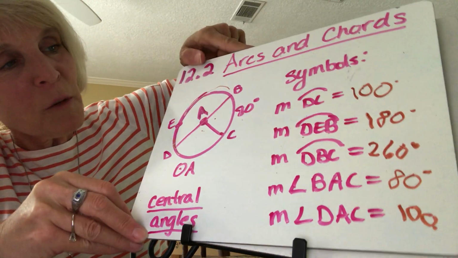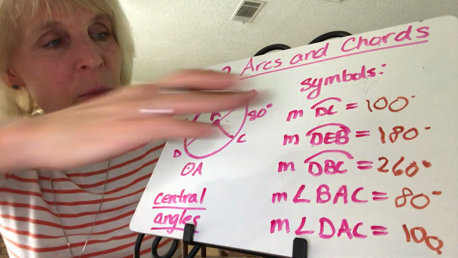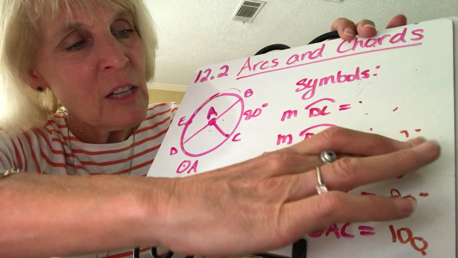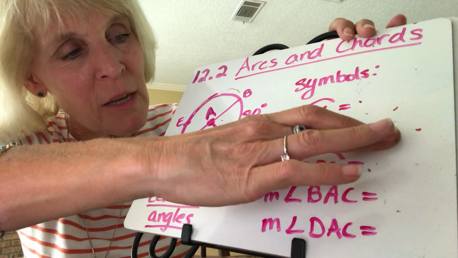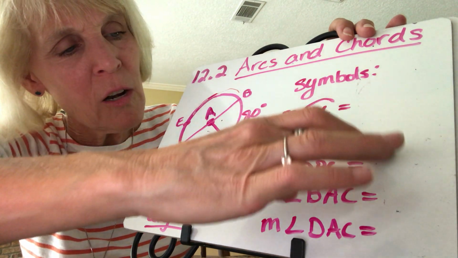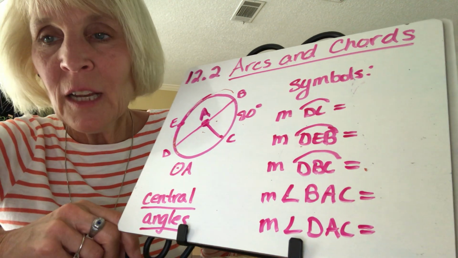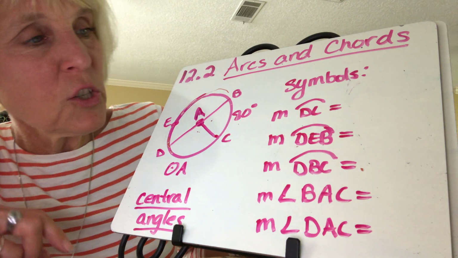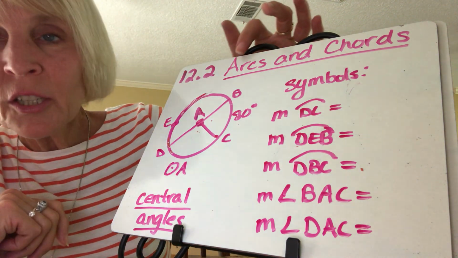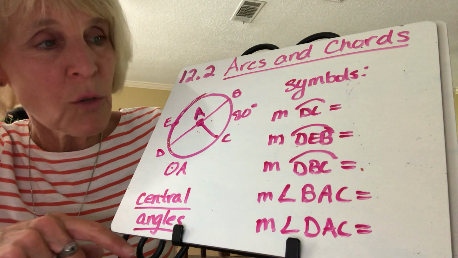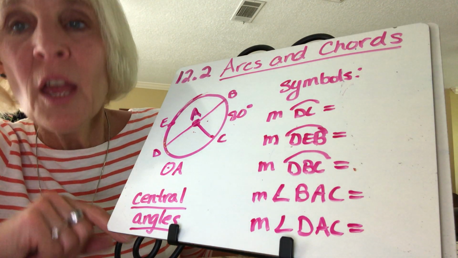12.2. So 12.2 is going to be just an interesting part of looking at more vocab. So 12.1 and 12.2, we are looking at a lot of vocab. So again, I'm going to summarize the vocab with a sheet here in just a little bit that you can take a picture of. So now we're looking at arcs and chords. So in 12.2, it's just arcs and chords.